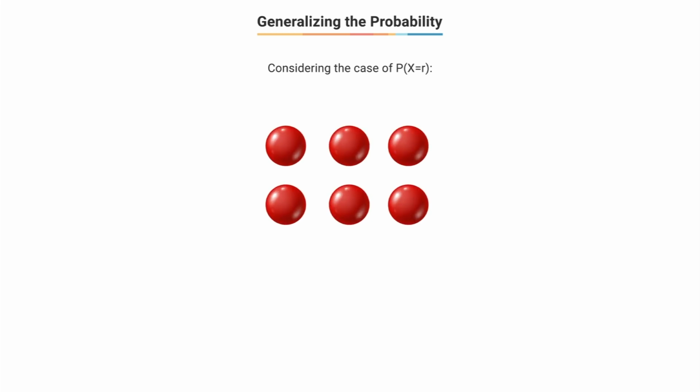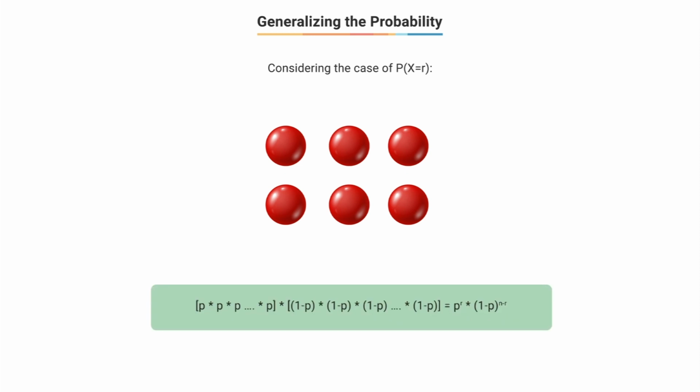We would have to get r red balls and n minus r blue balls. So the probability of getting one such combination is equal to p into p and so on up to r, that is p to the power r, multiplied by 1 minus p into 1 minus p and so on up to n minus r times, which is equal to p to the power r into 1 minus p to the power n minus r. Finally, let us see how we can generalize the multiplication factor. You recall this factor was calculating the number of combinations of getting r red balls out of the n total balls.